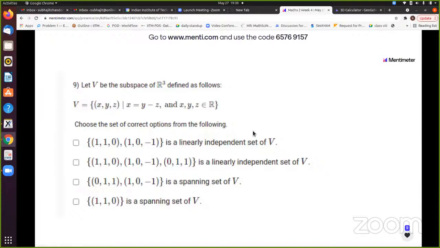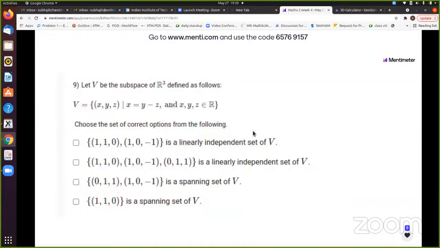Now, for option C and option D, you know how to find the span of a set, right? If this one is a spanning set of V, what does it mean? You take any element from V. Can you write a linear combination of these two to get that element? Try it. What is any element of V?